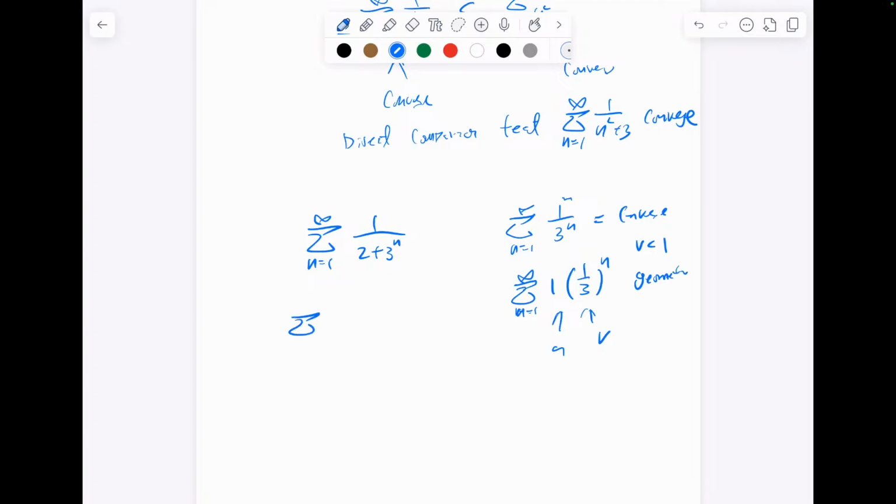And this summation n equal to 1 to infinity of 1 over 2 plus 3 to the n is less than the summation of n equal to 1 to infinity of 1/3 to the n. So if this converges due to r being between 0 and 1, then this also converges, due to the direct comparison test, DCT.